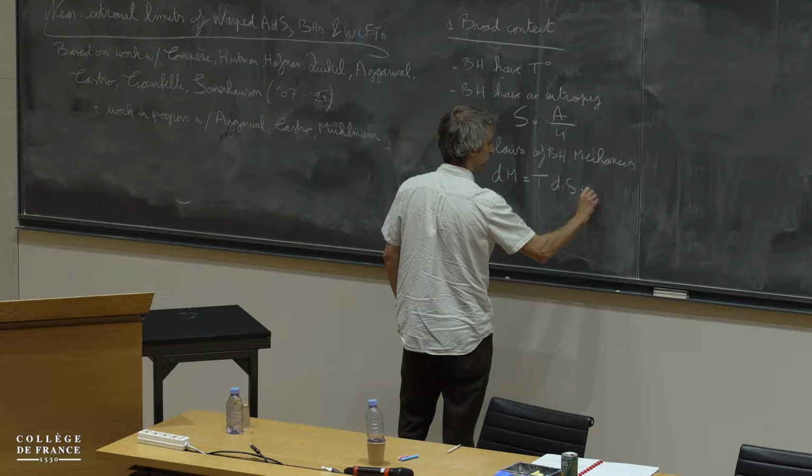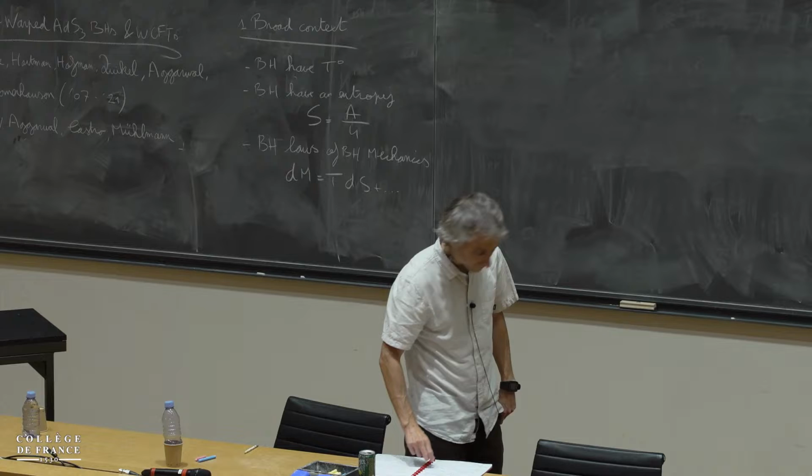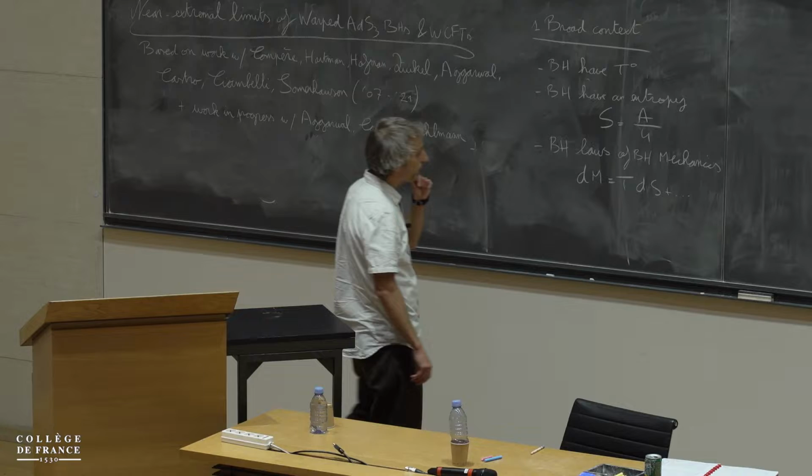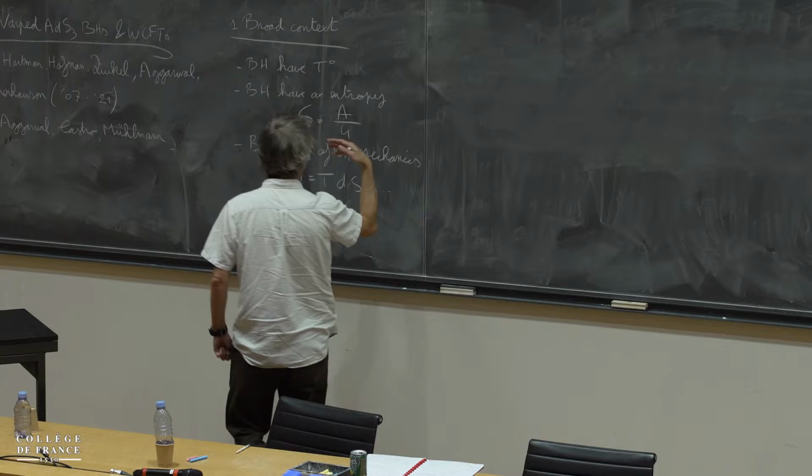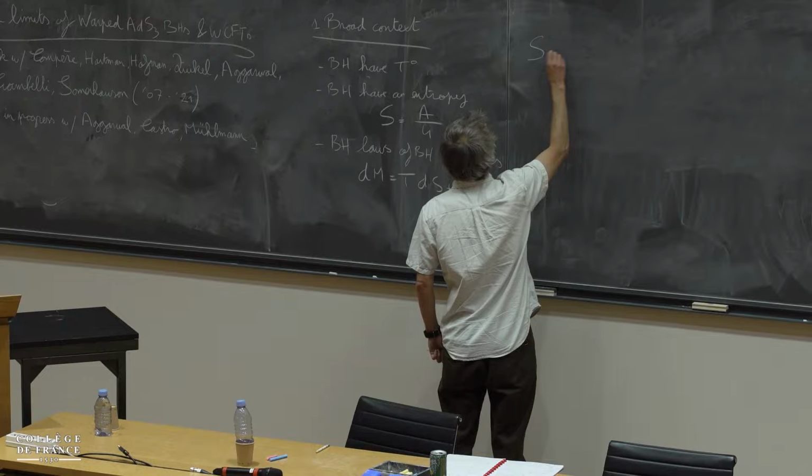Of course, the fact that black holes seem to have an entropy raised the long-standing question of identifying the microstates of that entropy. So the question is, can we give a microscopic account, a la Boltzmann, of the macroscopic entropy that black holes seem to have?